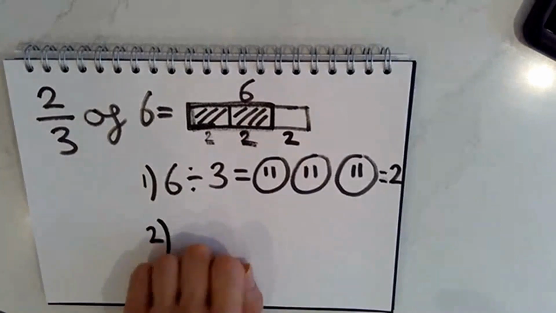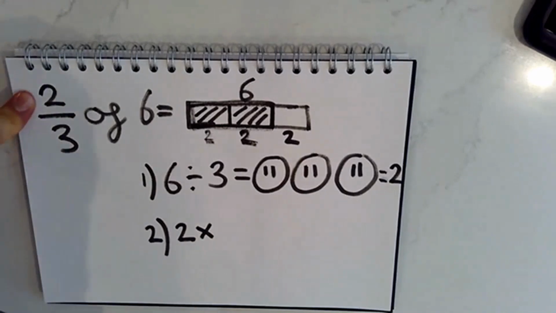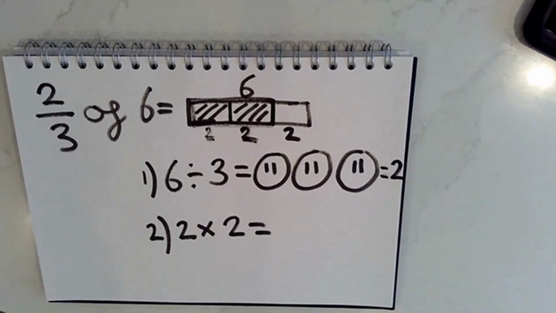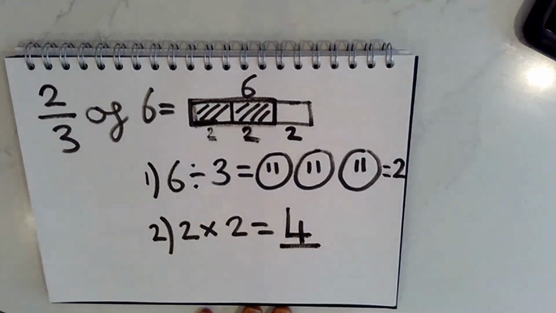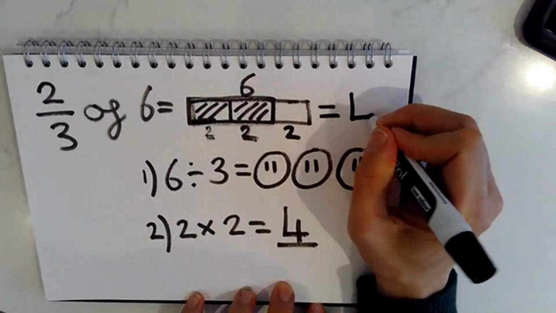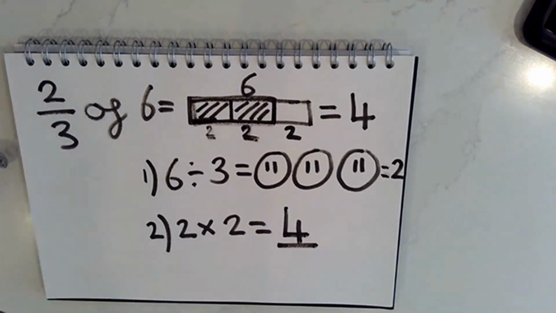So step 2, multiply the answer from step 1, which is 2, by the numerator. What's my numerator? 2. 2 times 2 is equal to 4. Well done. What does that mean, year 2? It means 2/3 of 6 is equal to 4. If Miss Baldwin had 6 cups of coffee and she drank 2/3 of them, she drank 4 cups of coffee.